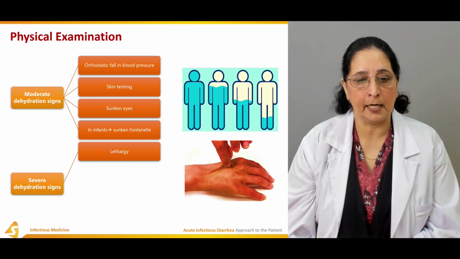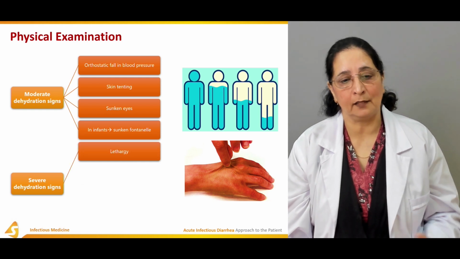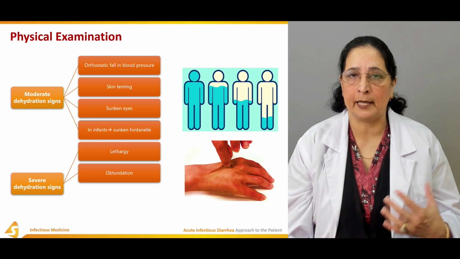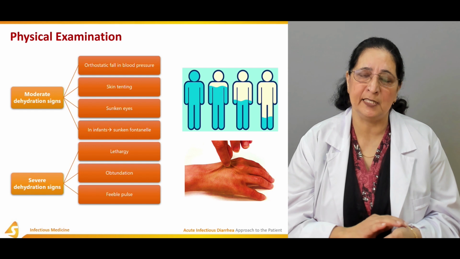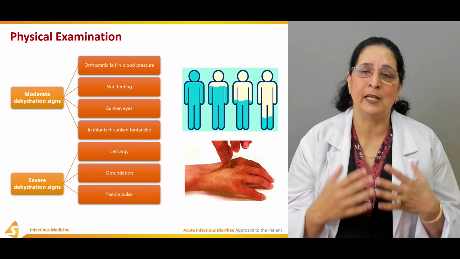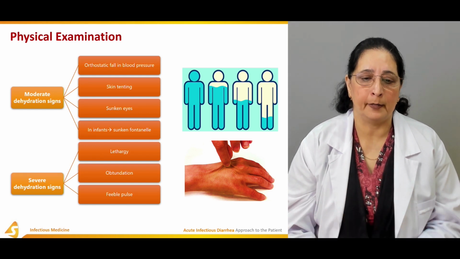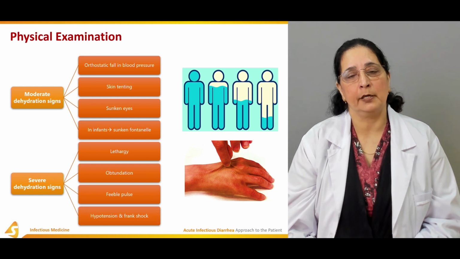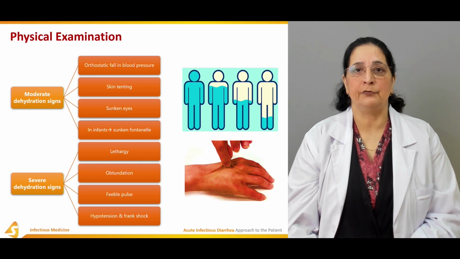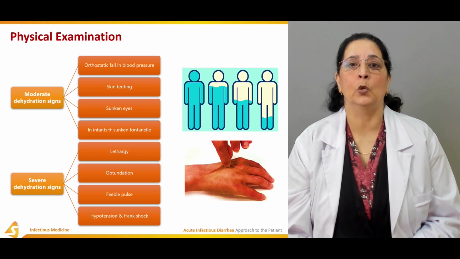In severe dehydration, the patient is very lethargic, with no energy, obtundation, and a feeble pulse. The pulse is very weak and hard to palpate. Hypotension and shock are present, blood pressure is very low, and the patient can even go into shock.